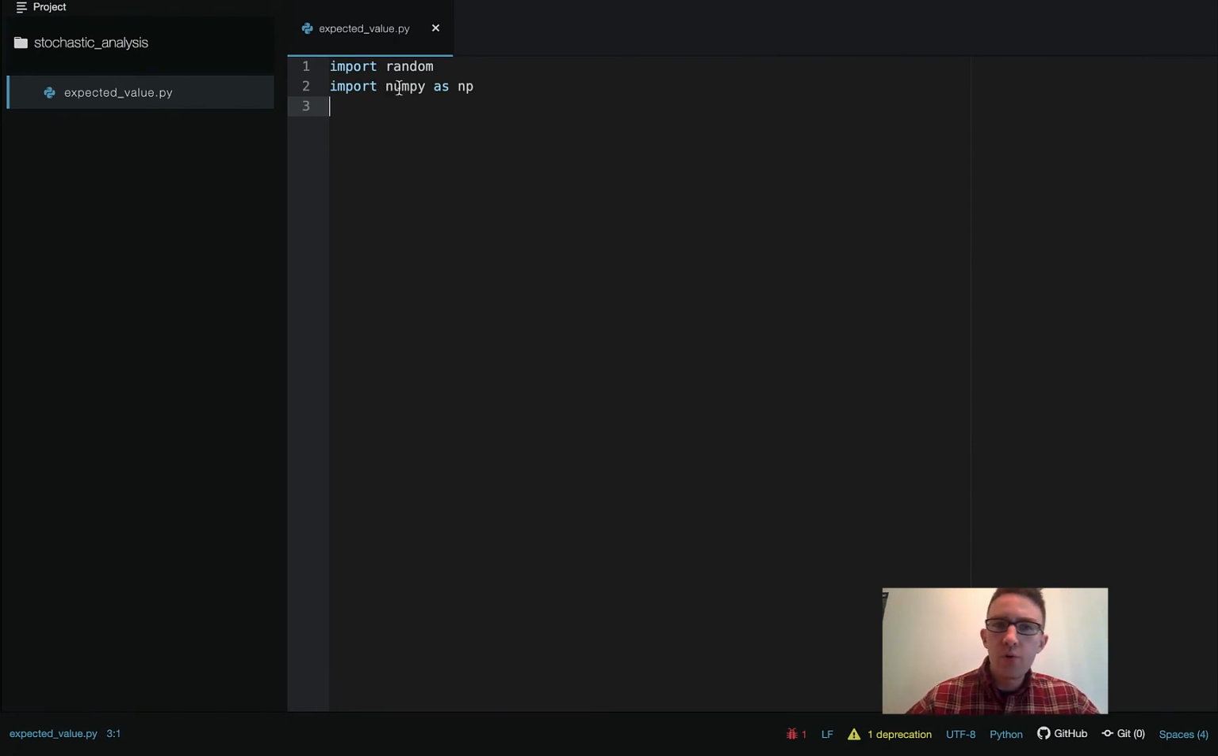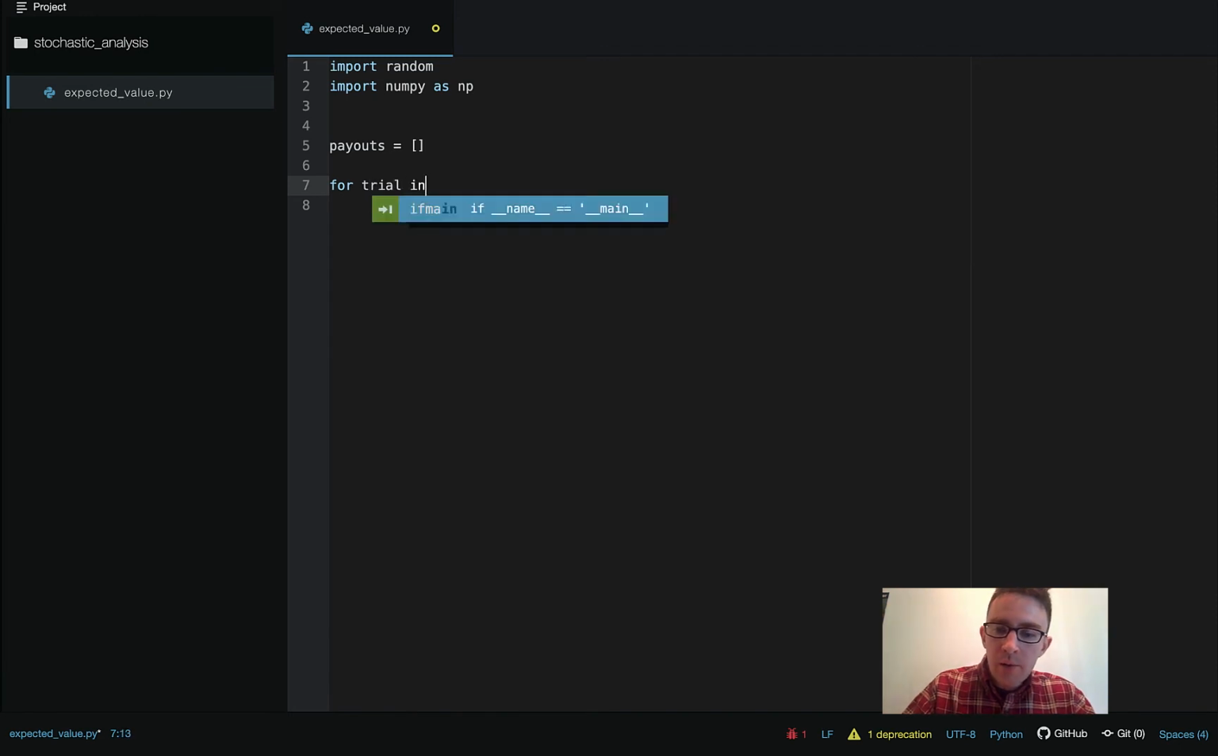We're just going to import two libraries here: import random and import numpy as np. The only reason I'm importing numpy here is to use numpy.mean to take the average of something. We don't really need numpy, but I like to use it. First we're going to define an empty list to store all of our payouts. Then we're going to make a for loop to run simulations of this bet a bunch of times. So we're going to say for trial in range, and let's do it 10,000 times for now.